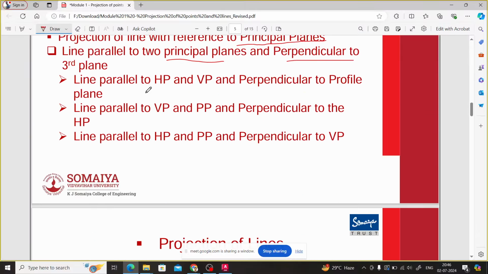Now, line is parallel to horizontal plane and vertical plane. These are the three cases we require. Line is parallel to vertical plane and profile plane. Line is parallel to horizontal plane and profile plane. We will discuss them one by one, so don't worry if you don't understand anything.